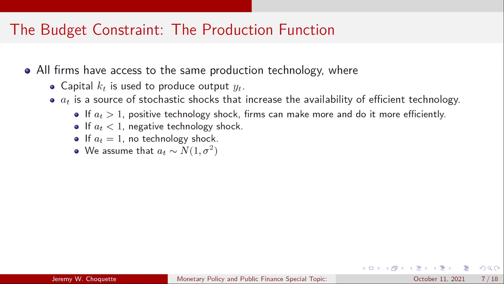We are going to assume about this production function that A, God, I'm all sniffly and stopped up. It is not COVID. So don't worry, I don't have COVID.